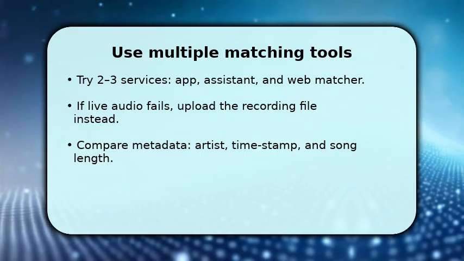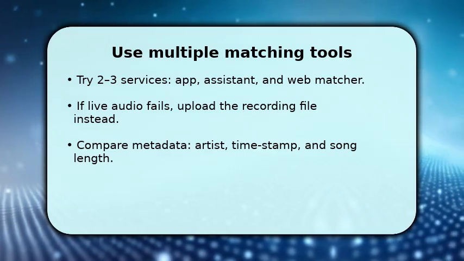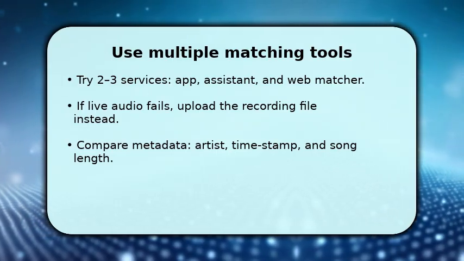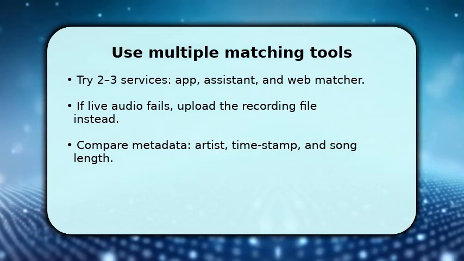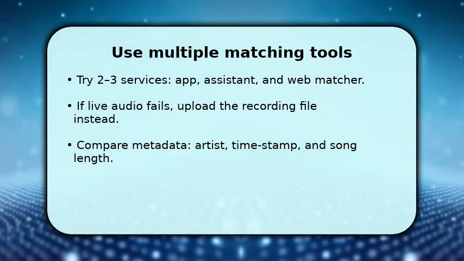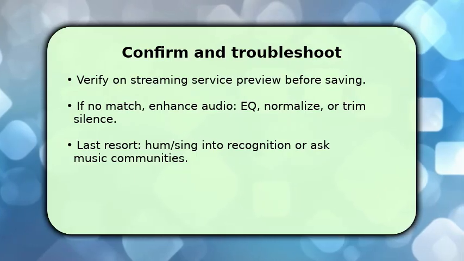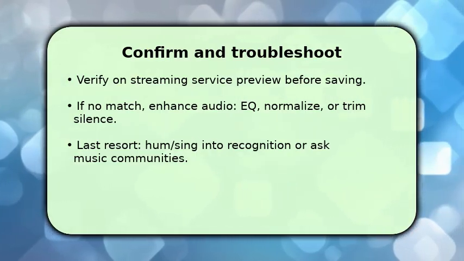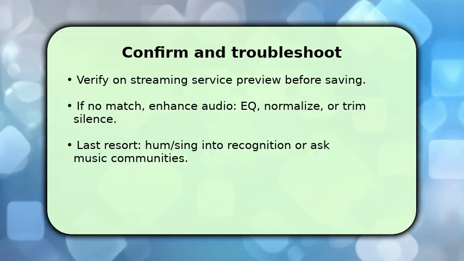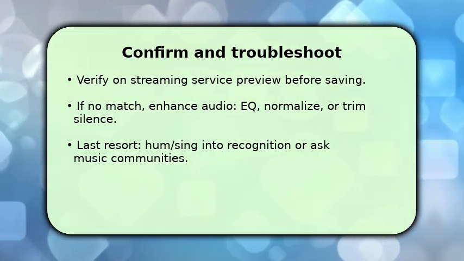Once you have candidates, cross-check metadata such as artist, release year, and track length to confirm matches. If titles differ slightly, listen to short previews to verify the melody and lyrical snippets to be certain. Finish by confirming the best candidate on a streaming preview so you hear the exact recording, then save or add to a playlist. If you get no reliable match, try simple audio cleanup.